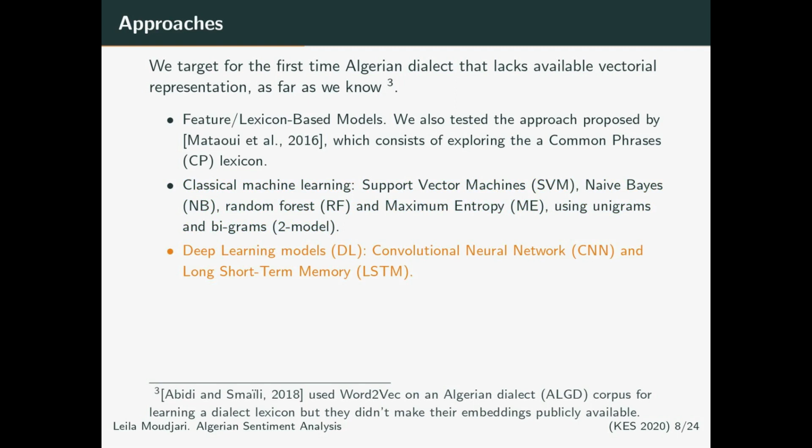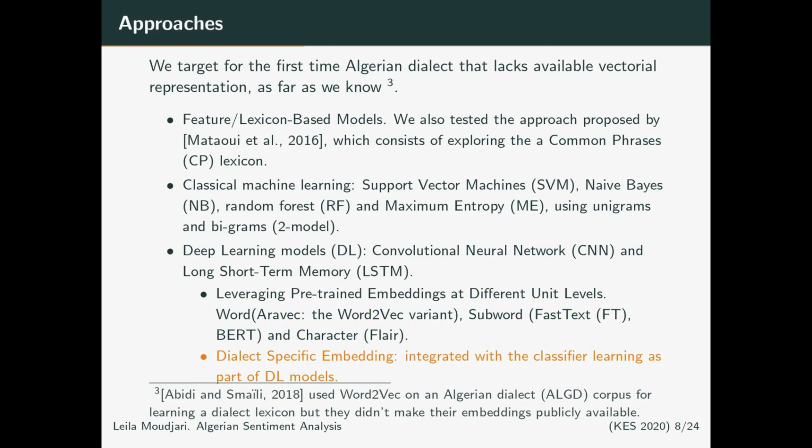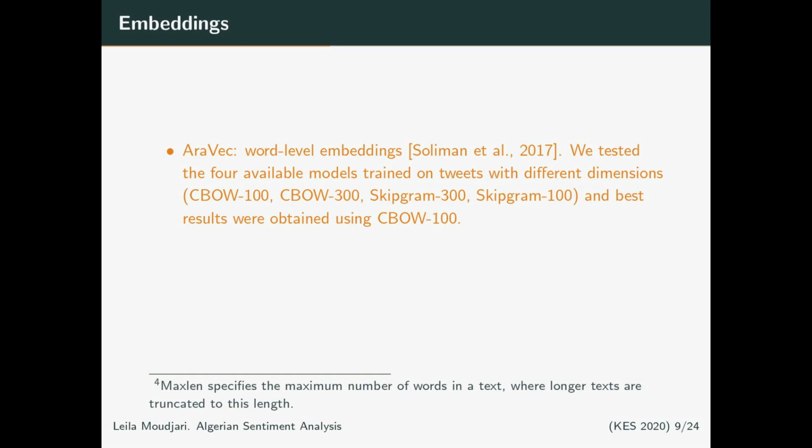Deep learning models, including convolutional neural network and long short-term memory, where we rely on two types of representations. In the first, we leverage existing pre-trained embedding models at different unit levels: word, subword, and character. In the second, we make use of dialect-specific embeddings integrated with the classifier learning as part of the deep learning models. The first embedding model used is an Arabic word2vec-based model named AraVec.